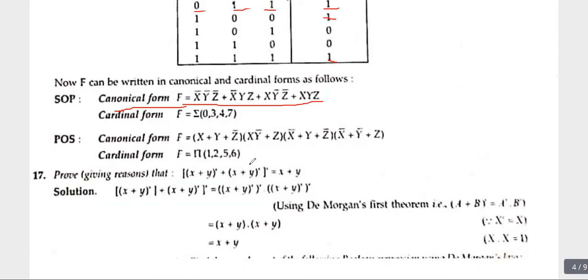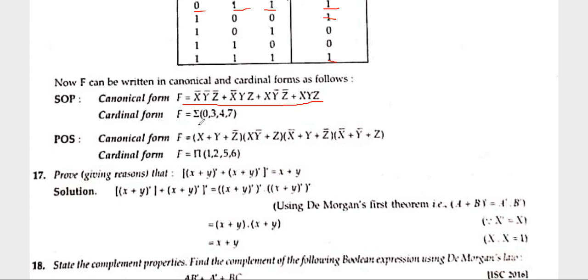Now, if we want to find the cardinal form with respect to it, it is easy. For x complement, y complement, z complement, we place 0, 0, 0 here, and this is converted into the decimal number, so you get 0. And here it is 0, 1, 1. 0, 1, 1 will be converted, and you get 3. With respect to the term x complement y z, you get 3 here.